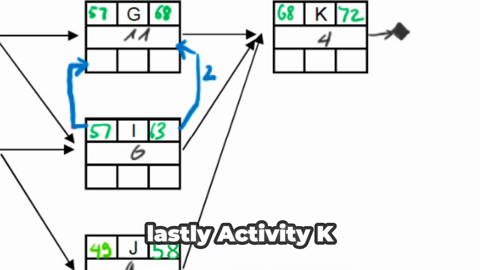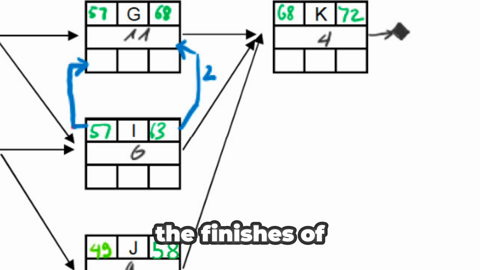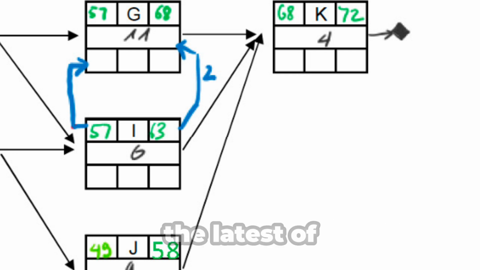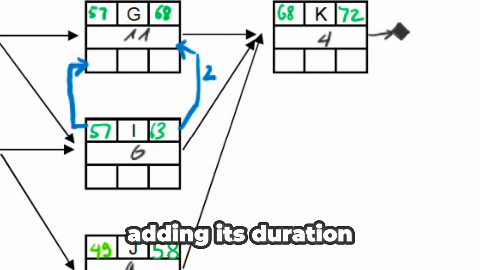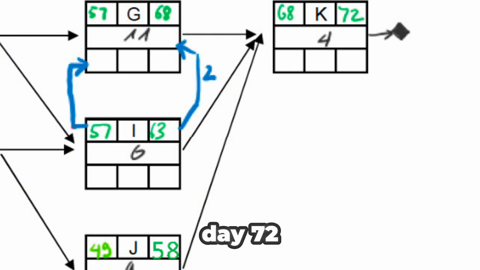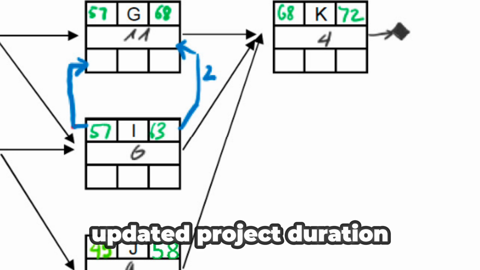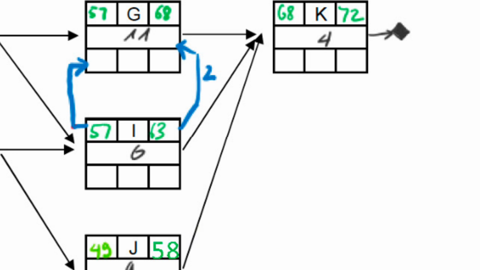Lastly, Activity K has 3 predecessors: the finishes of G, I, and J. The latest of these is 68, so K starts on day 68. Adding its duration of 4 days, it finishes on day 72. This means the updated project duration is now 72 days. Comparing this to the original duration of 60 days, we can see the project is currently delayed by 12 days.